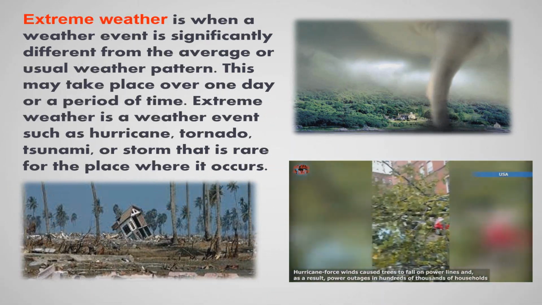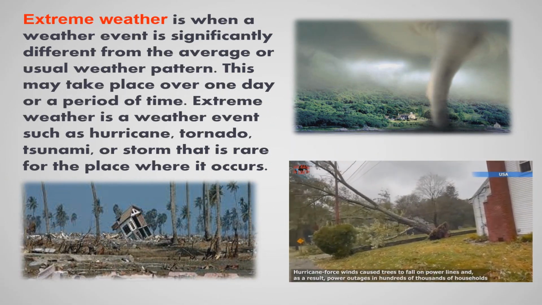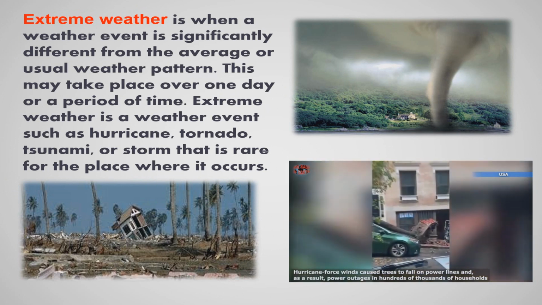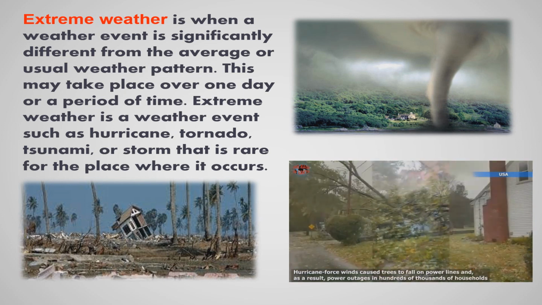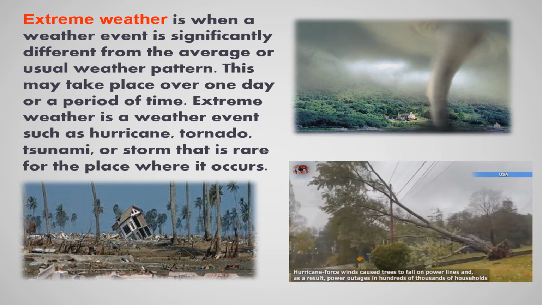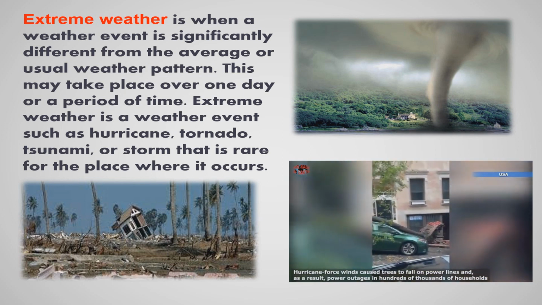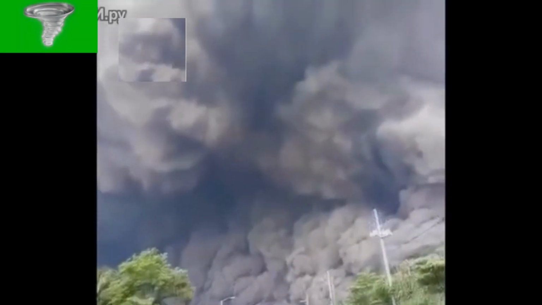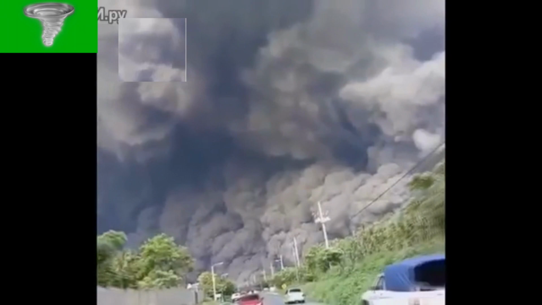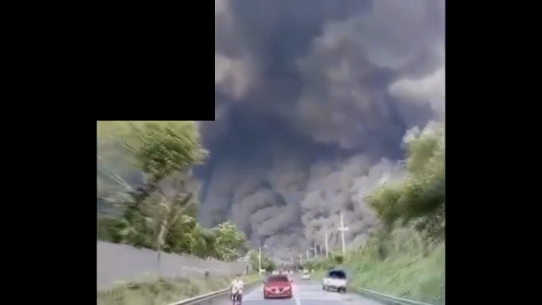Extreme weather. Extreme weather is when a weather event is significantly different from the average or usual weather pattern. This may take place over one day or a period of time. Extreme weather is a weather event such as a hurricane, tornado, tsunami, or storm that is rare for the place where it occurs.